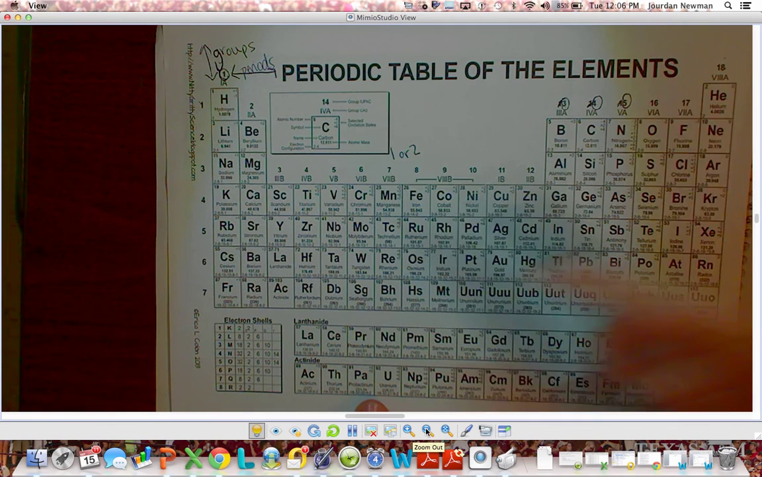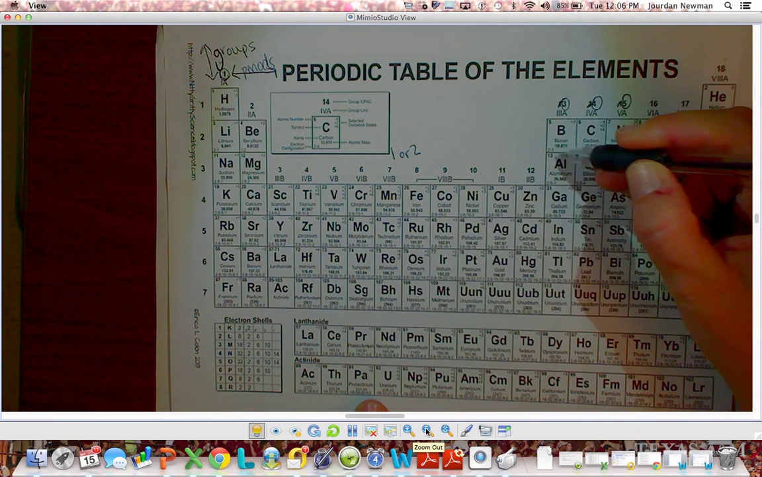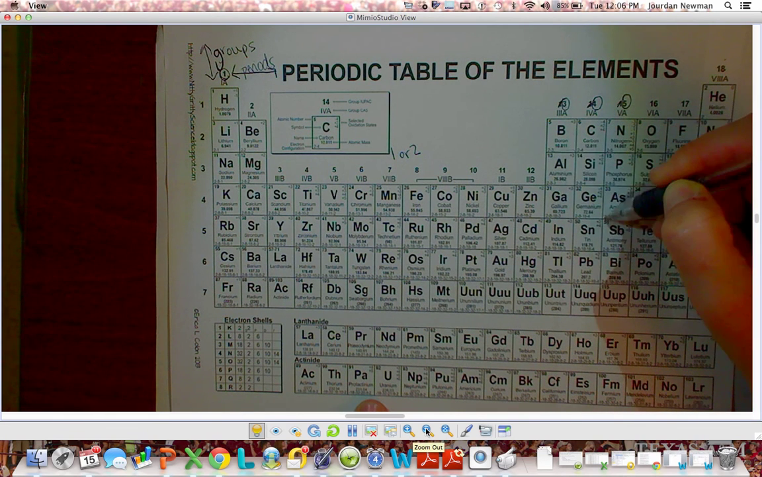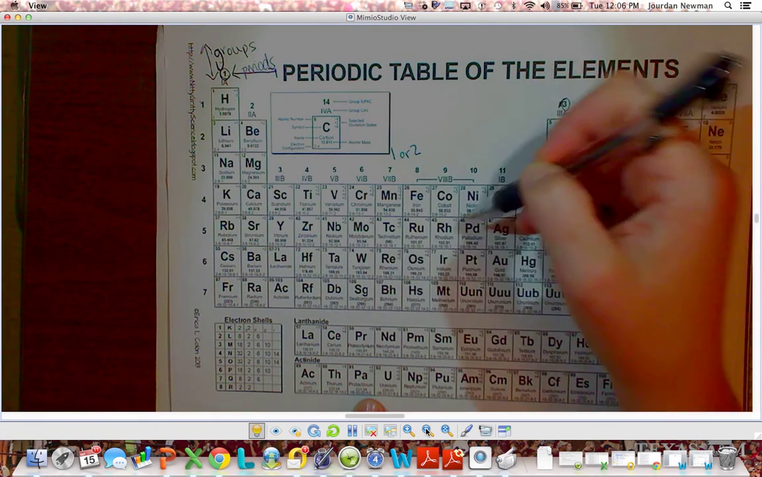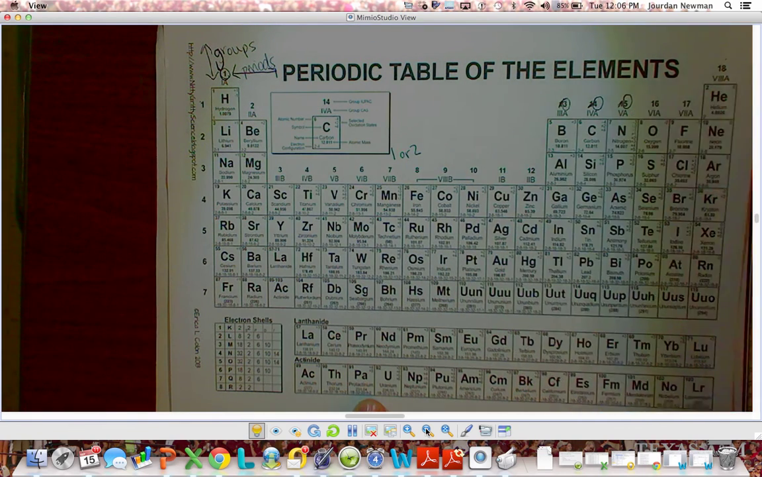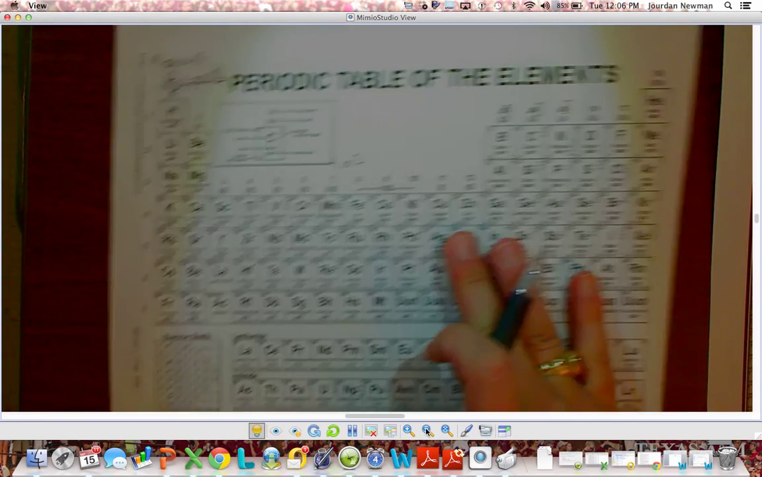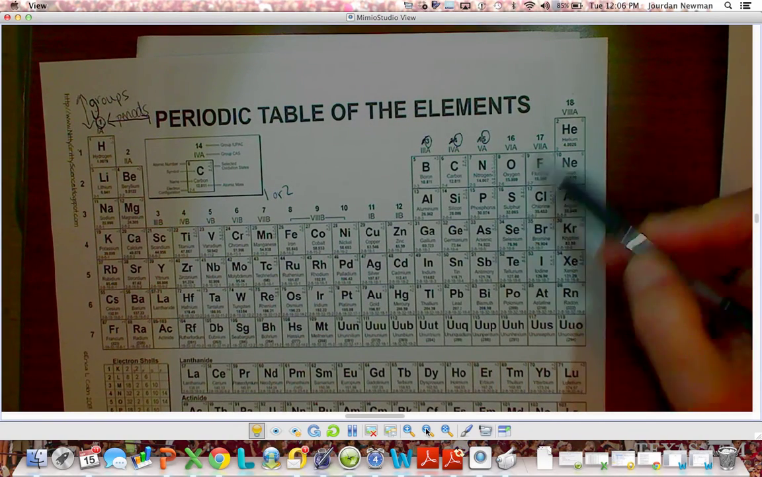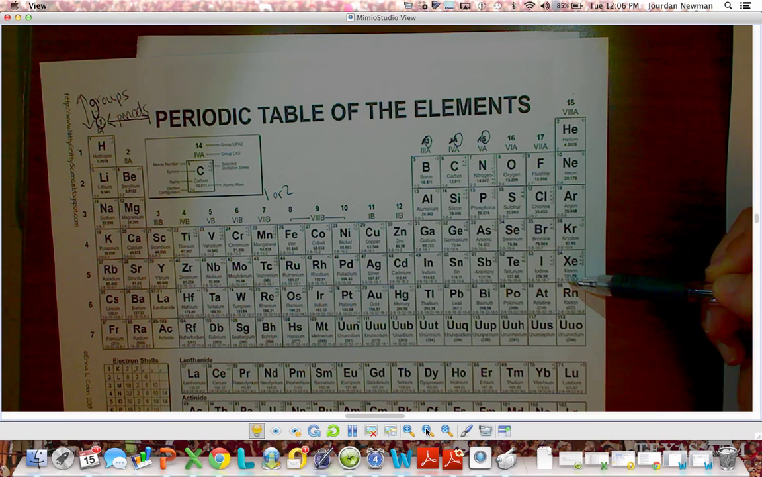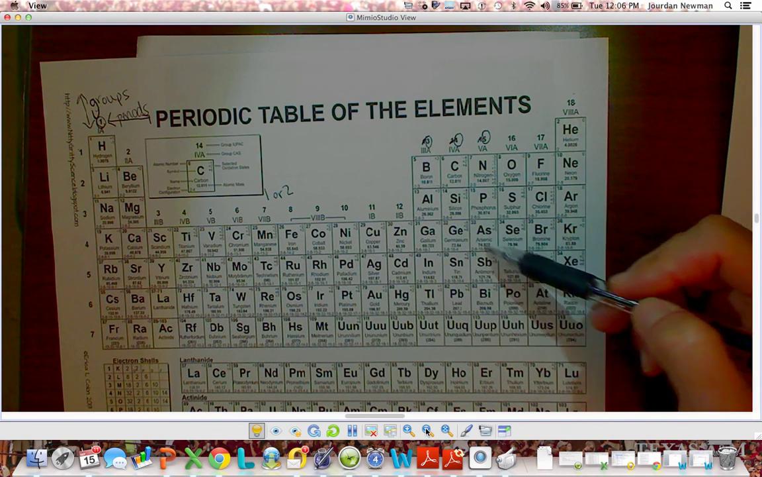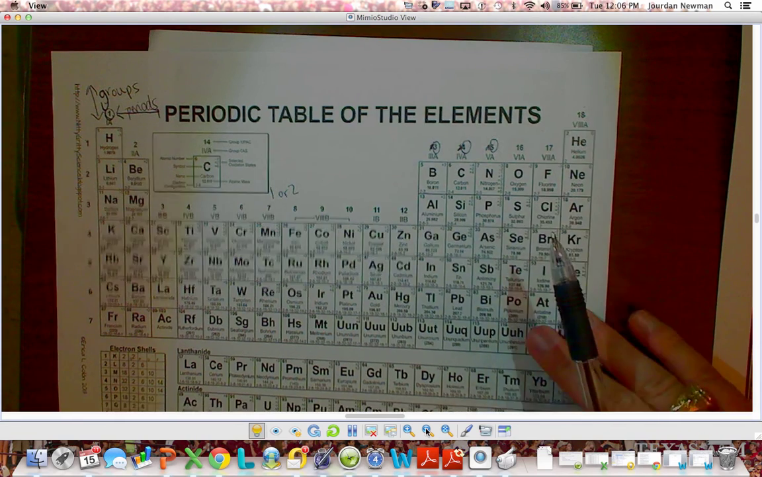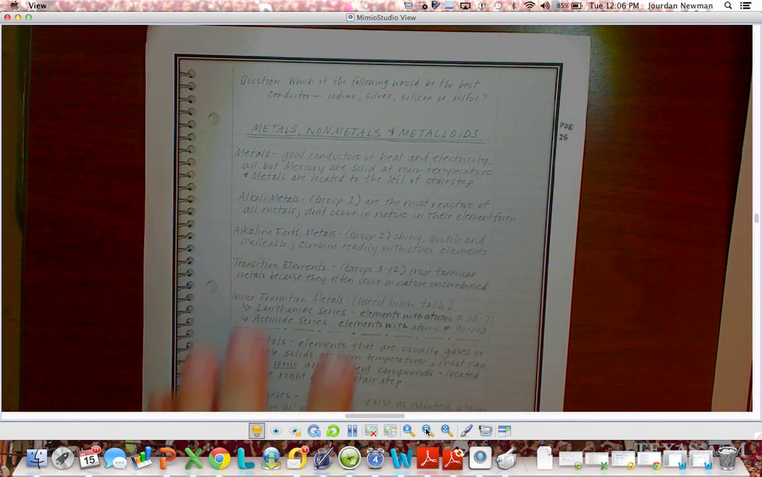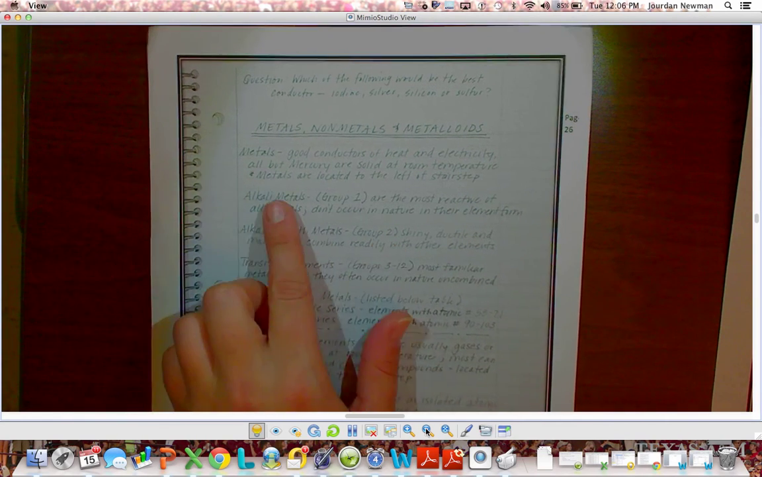All of your metals should be anything on the left side of the stair step. Anything that's on the left side should all be our metals. Anything that's on the right side of our stair step are our nonmetals, and anything that touches our stair step, except for 2, are our metalloids.